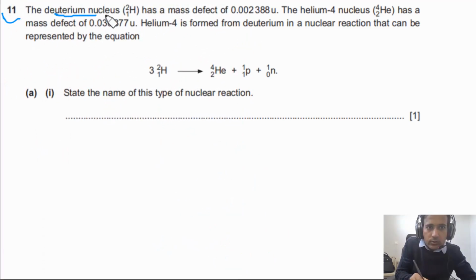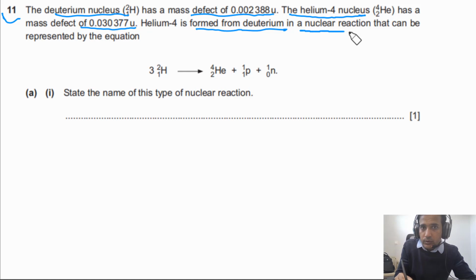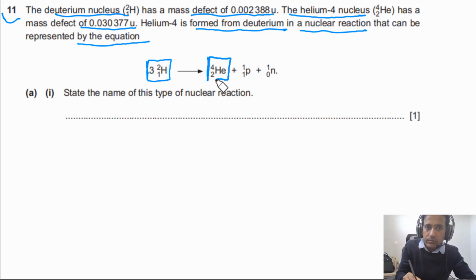Question 11 says the deuterium nucleus has a mass defect equal to this. The helium nucleus has a mass defect of this. Helium-4 is formed from deuterium in a nuclear reaction that can be represented by the equation. So here we have deuterium nuclei. They combine together and they form the helium nucleus.